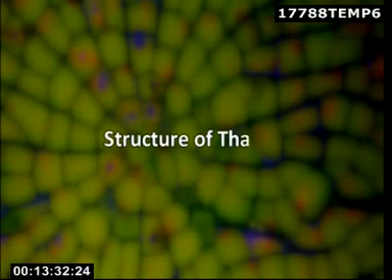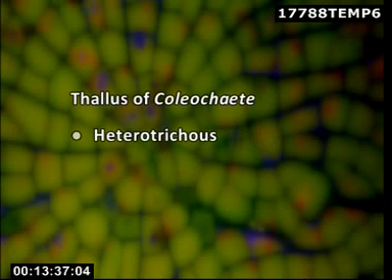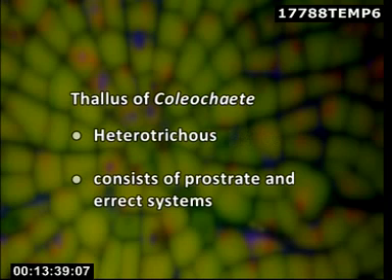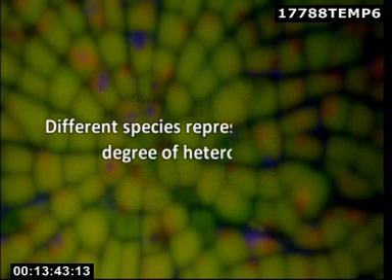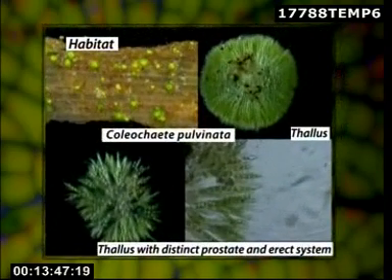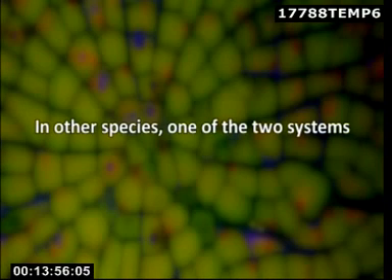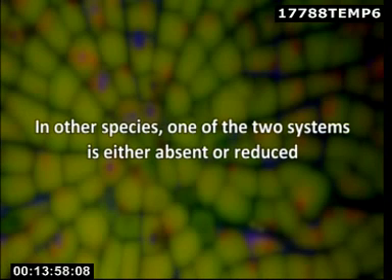Now we come to its thallus structure. The thallus of Coleochaete is typically heterotrichous, that is consisting of prostrate and erect systems. Different species represent different degrees of heterotrichy. The heterotrichous habit is best seen in Coleochaete pulvinata, which has well developed both prostrate and erect systems. In the other species, one of the two systems is either absent or reduced.